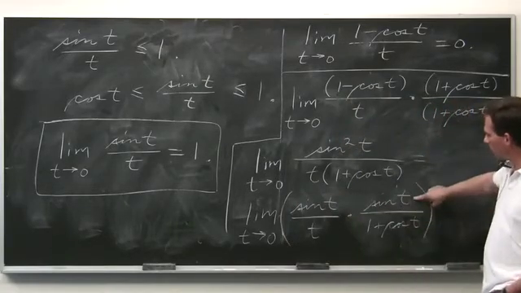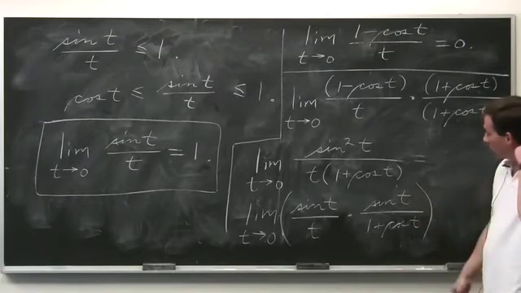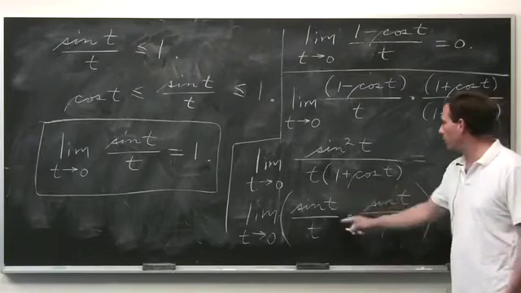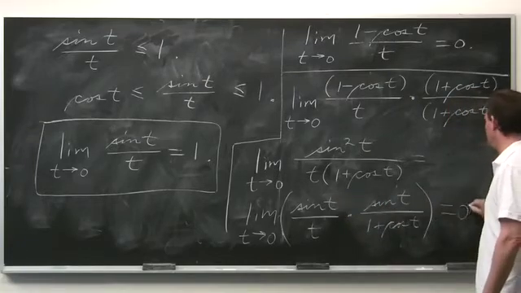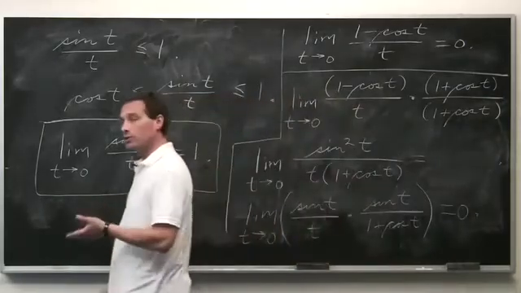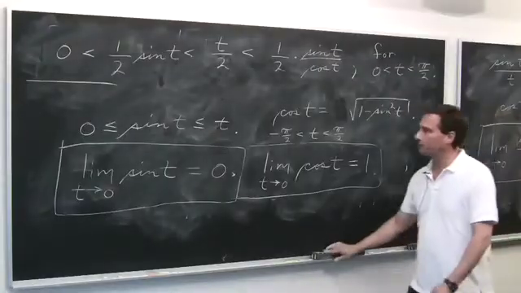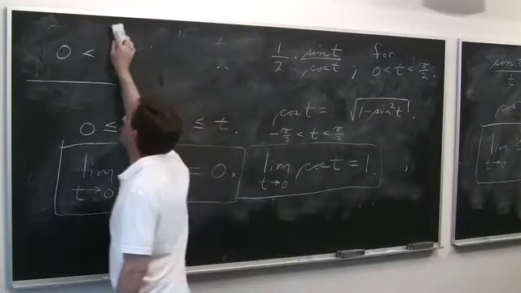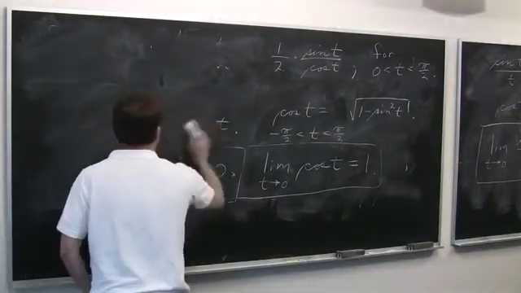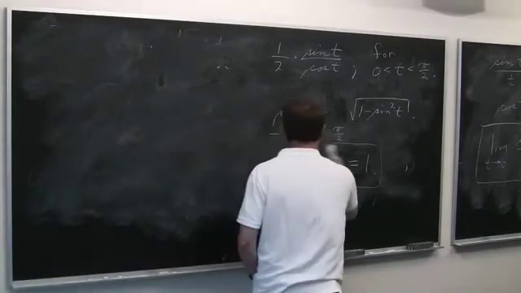And now as t approaches 0, this part approaches 1. Now as t approaches 0, this numerator approaches 0. The denominator approaches 2. 0 over 2? I'll do it in my head. 0. So you get 1 times 0. This is 0. Right. So you get these two limits. The limit as t approaches 0 of sine of t over t is 1. The limit as t approaches 0 of 1 minus cosine of t over t is 0.